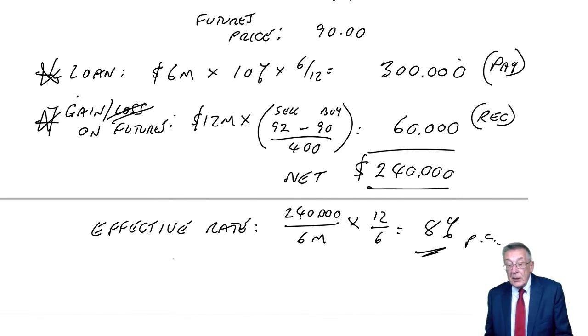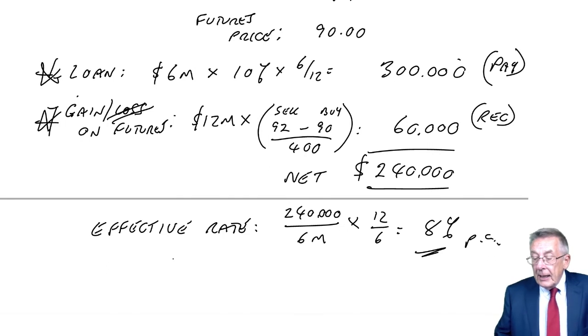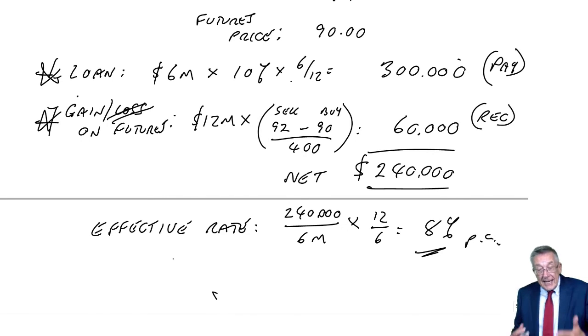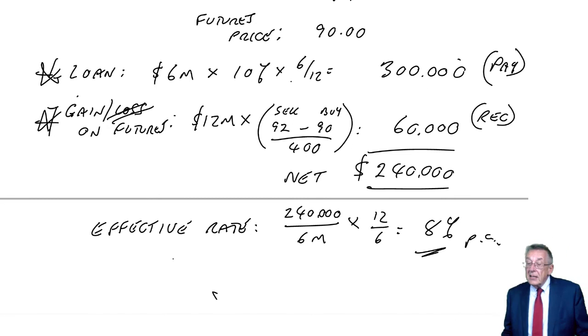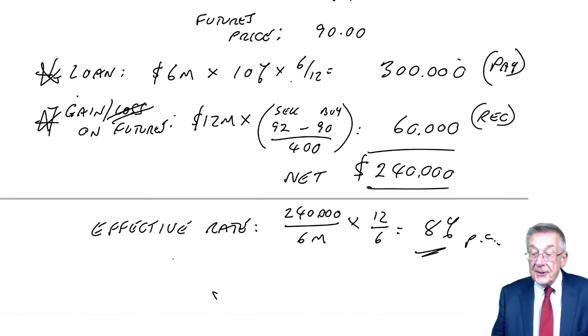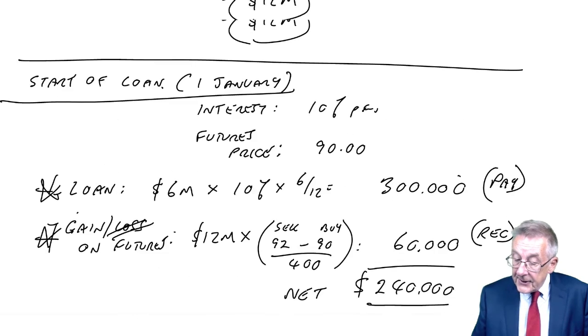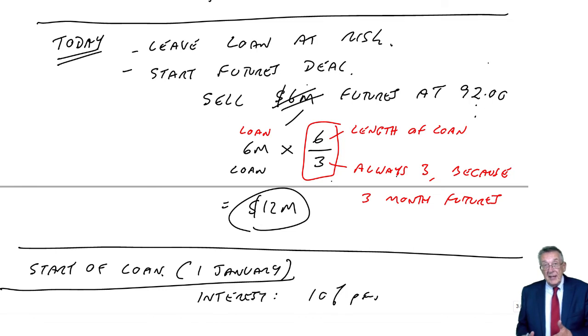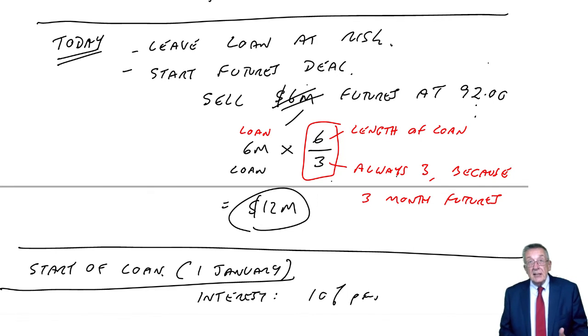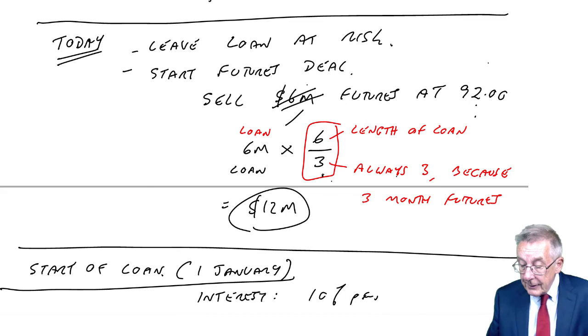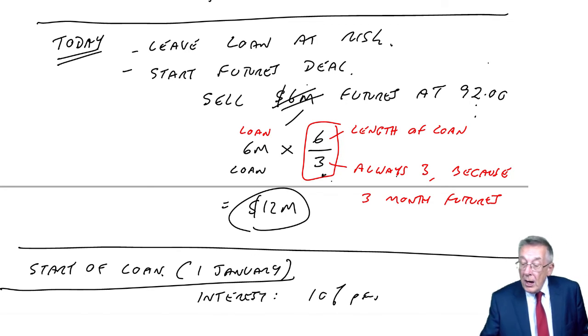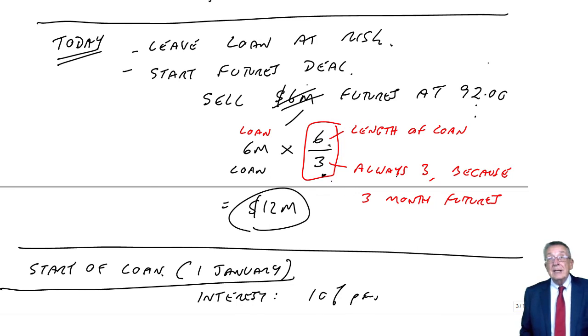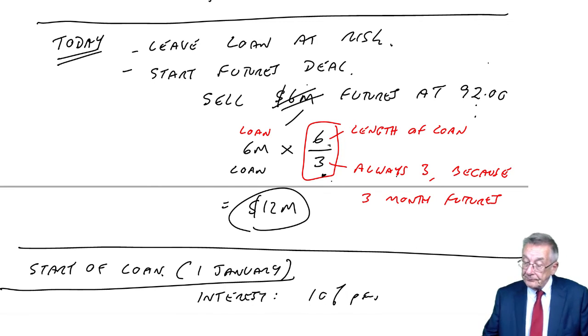But I hope it's now clear why, given that the loan was for 6 months, and so we're at risk of 6 months' interest, the gain on the futures is only calculated for 3 months because they're 3-month futures. That's why we gambled on 12 million when it was a 6 million loan. Futures protect us for 3 months. We need protecting for 6 months, so we needed twice as many futures.